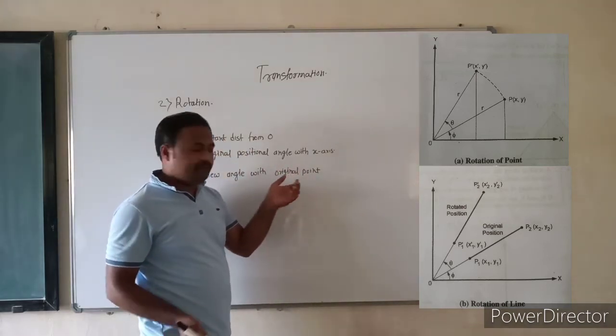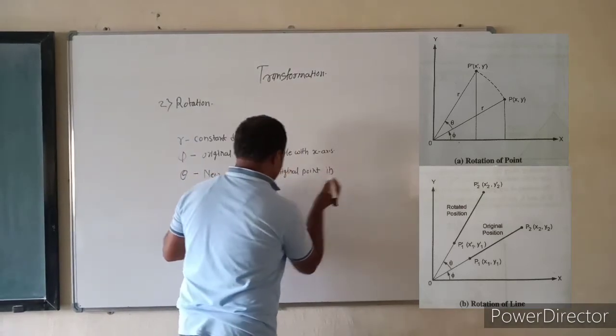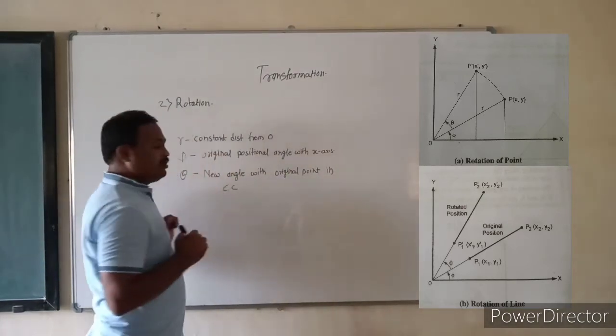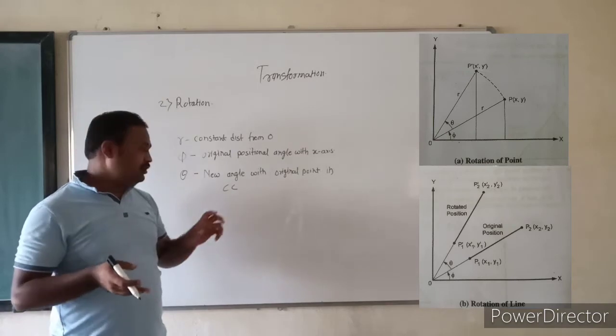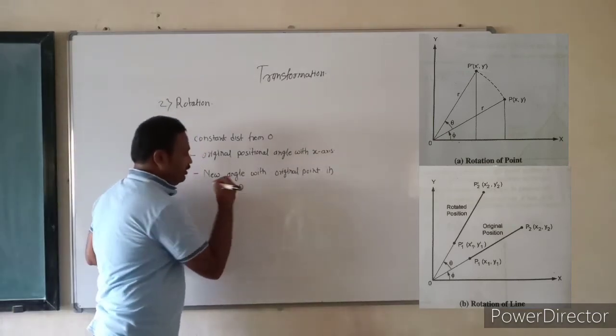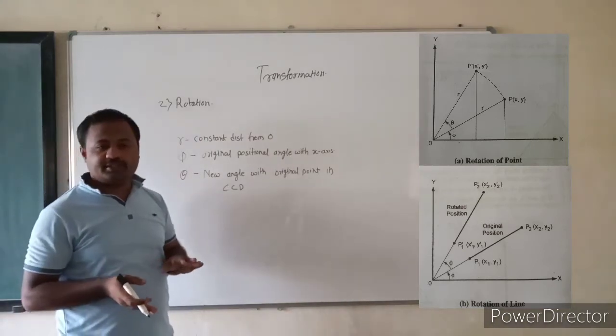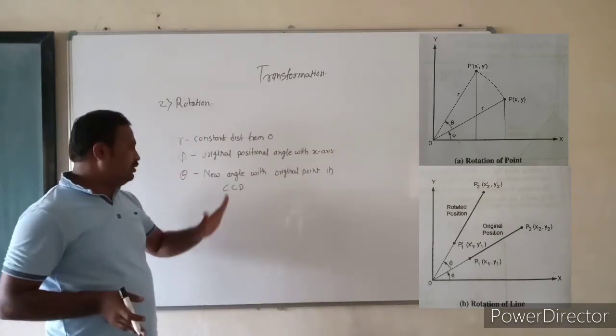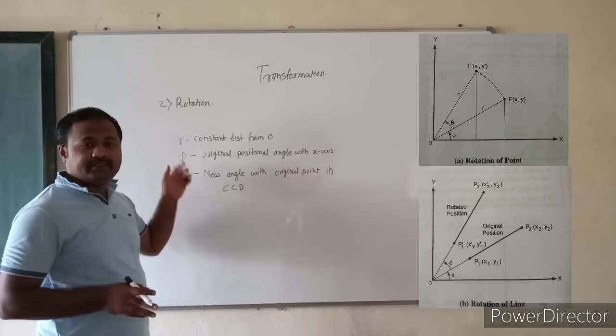Or original location in counterclockwise direction. CCD means counterclockwise direction. Okay, it's a rotational basic.